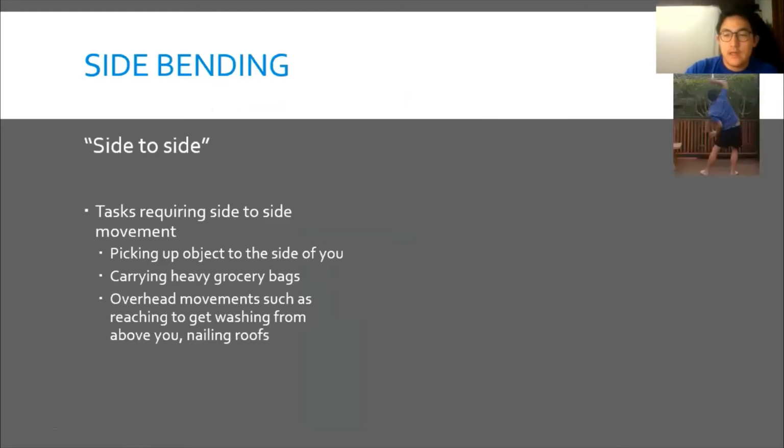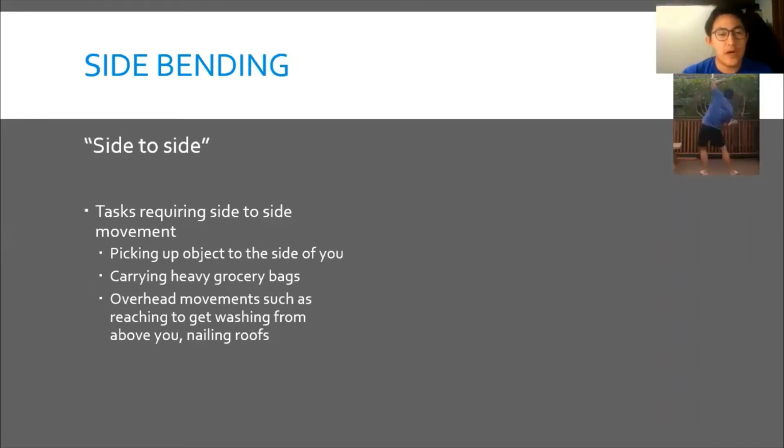So, little GIF here to remind everyone what side to side or side bending looks like. If you ignore the hands, we can just see through the back that our shoulders are dropping and we're side bending through our low back there.